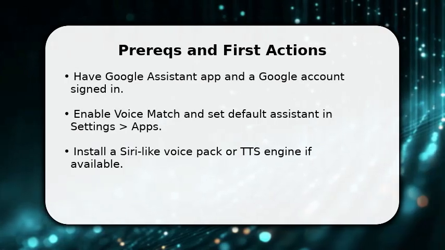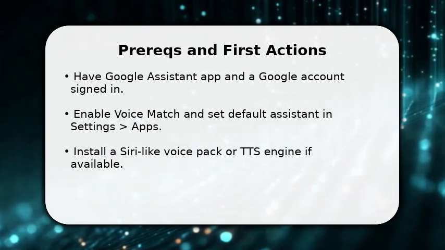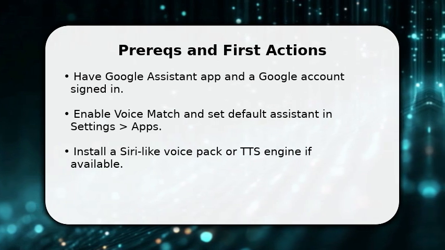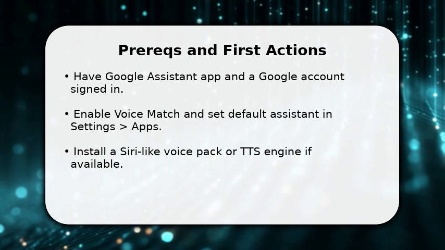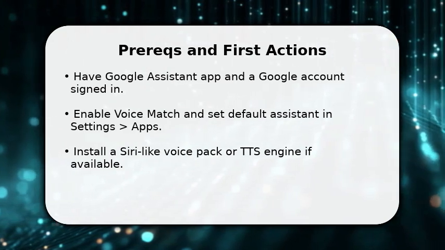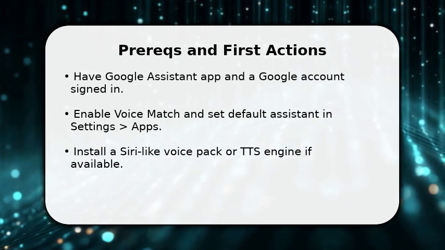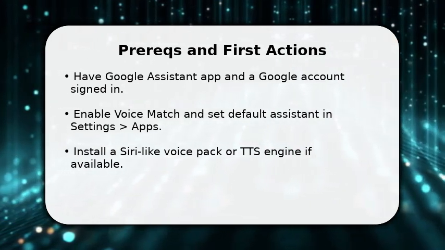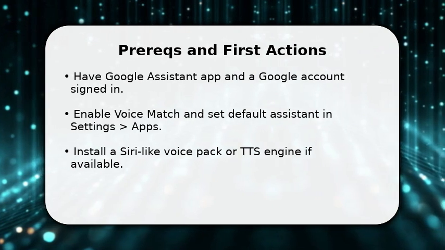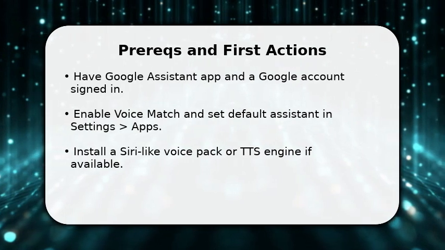You'll start by ensuring Google Assistant is active and you're signed into your Google account. This gives you access to voice personalization. Once done, enable voice match so Assistant recognizes your voice and becomes responsive hands-free. Next, set Google as your default Assistant app in the phone's app settings to intercept the home or voice button. Finally, install or switch the TTS voice to a calm, Siri-like voice pack. This changes tone and cadence immediately.